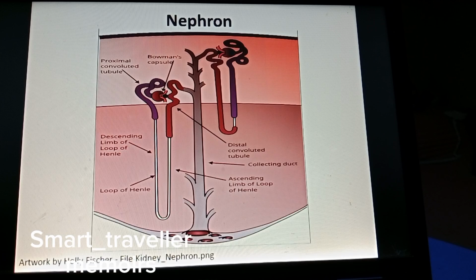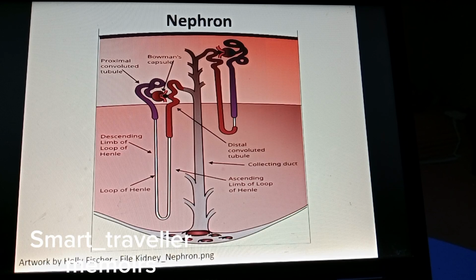So we have another source of nephron, another person to be given credit. Artwork by Holly Fischer, file kidney nephron, from Wikipedia.